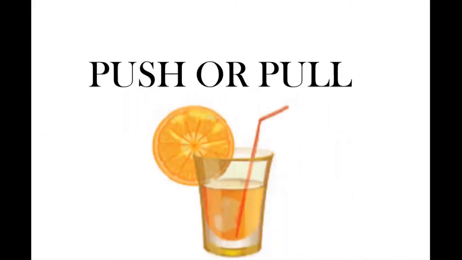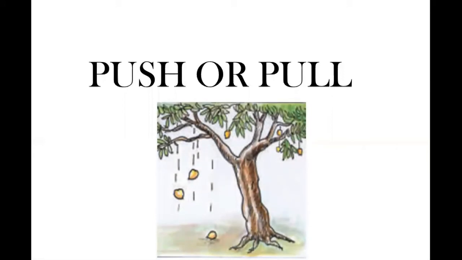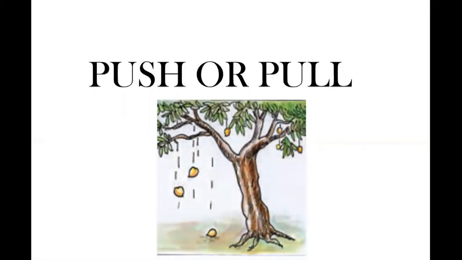When you drink juice with the help of a straw, what will you do? Do you push the juice or do you pull? So we will pull the juice with the help of a straw. When the leaves or fruits are falling from a tree, what are you observing? They are pulled by the earth.